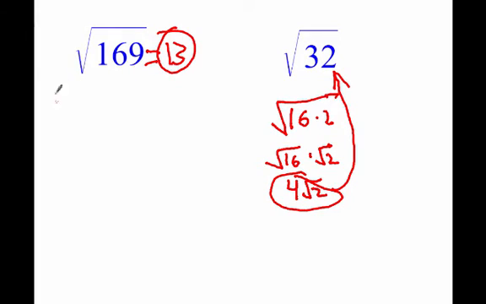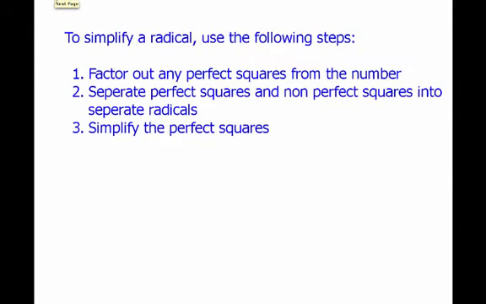So our procedure to simplify a radical is to factor out any perfect squares from the number, separate the perfect squares and non-perfect squares into their own separate radicals, and then just simplify the perfect squares. Let me show you another example.